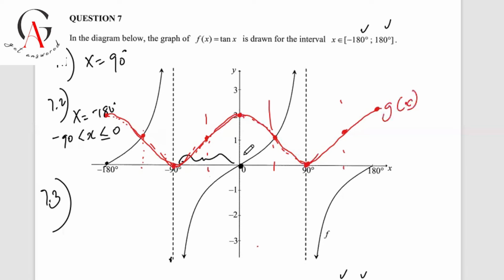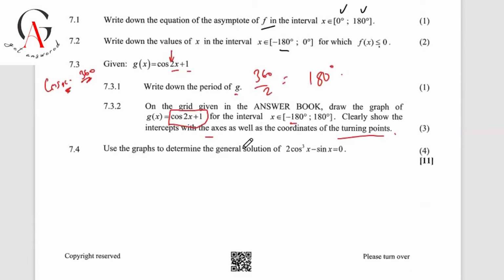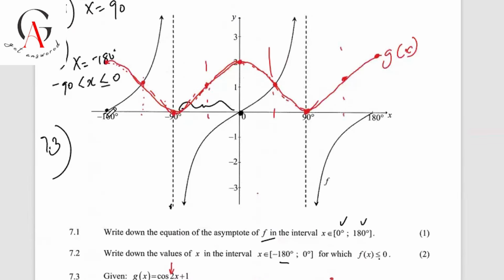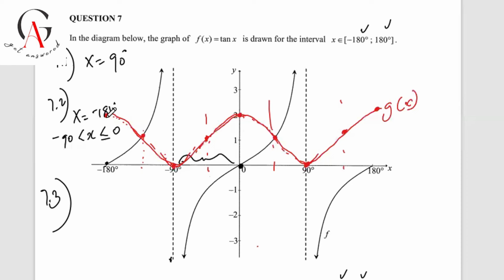That's what they wanted. And then 7.4, they want us to use the graphs to determine the general solution of this. So how many points is the graph meeting, or the graphs meeting? So we're meeting at this point and then meeting at that point. General solution.